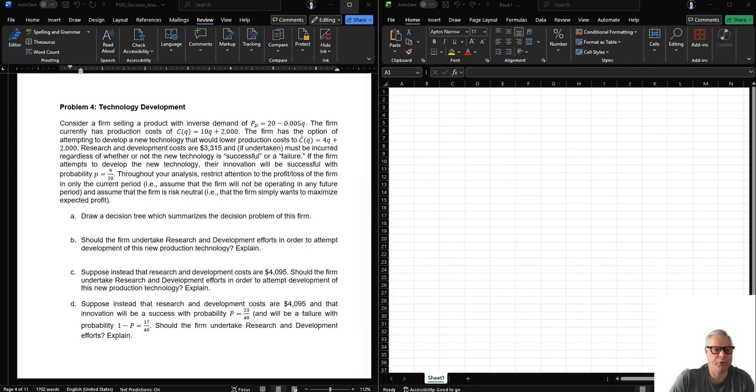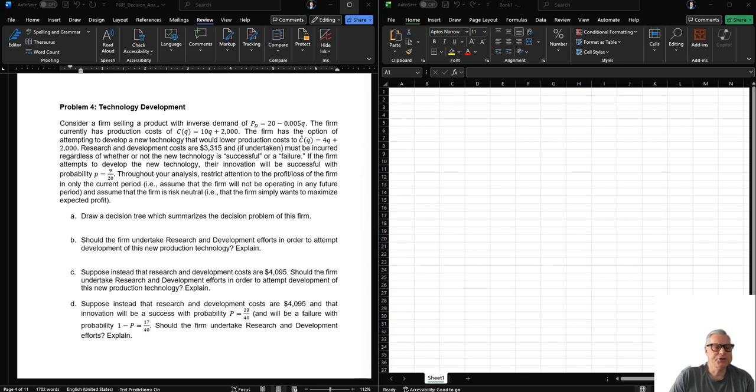So consider a firm selling a product with inverse demand function P demand is equal to 20 minus 0.005 Q. The firm currently has production costs of 10 Q, so that's the variable cost, plus 2,000, which is the fixed cost. The firm has the option of attempting to develop a new technology that would lower production costs to 4Q plus 2,000. So what happens is that the variable cost would go down.